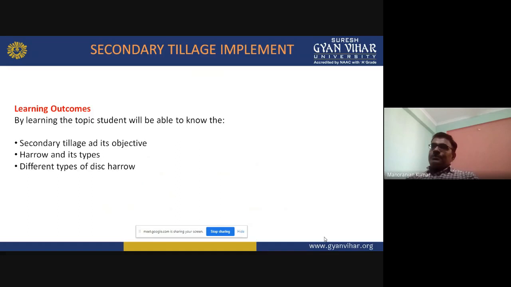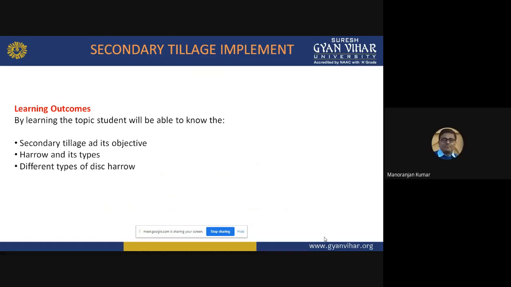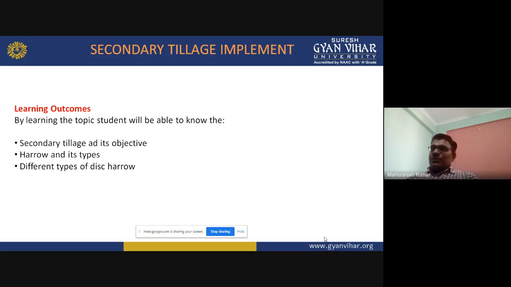So at the end of this lecture, the students will be able to know what secondary tillage is and what its objectives are, and also we will see the different types of secondary tillage implements. Mainly, we will discuss the harrow and the different types of harrow used in the field, and also one popular harrow, that is the disc harrow. We will discuss this disc harrow in detail.